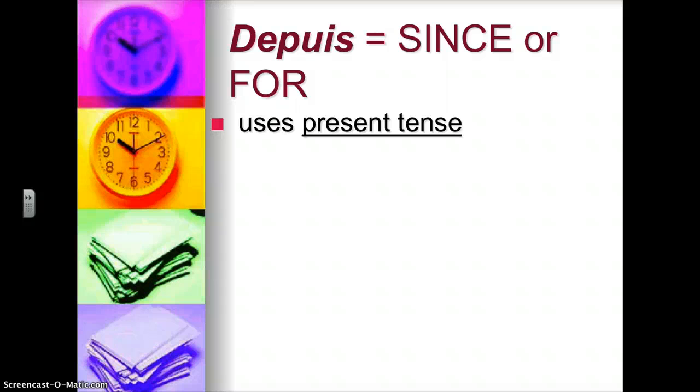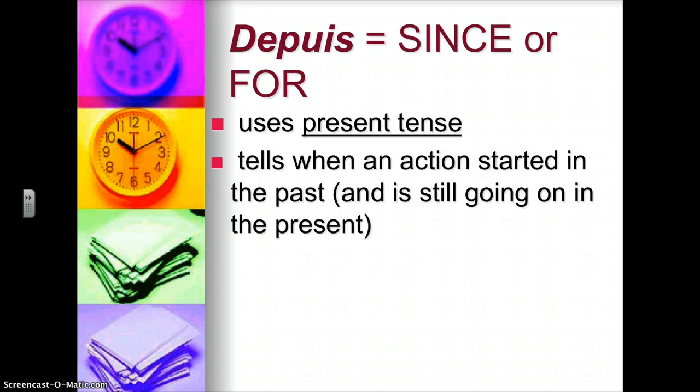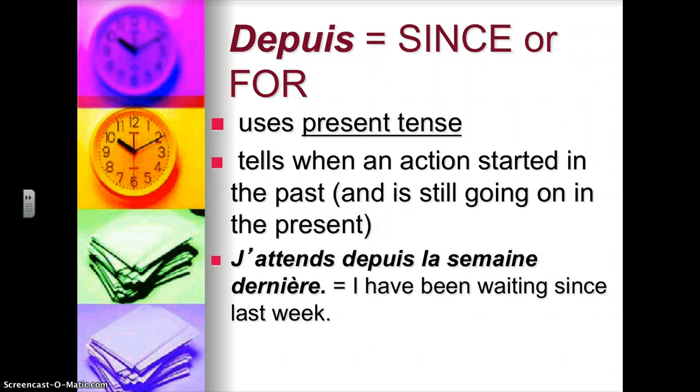The first one, depuis uses present tense, which is fantastic. We do not have to use the passé composé, even though I know y'all love it and sing the Vanna Tramp song in your sleep. But we get a break from it here. It uses the present tense. It's going to tell us when an action started in the past. And it's really important that you understand this action is still going on in the present. That's why we're using depuis.